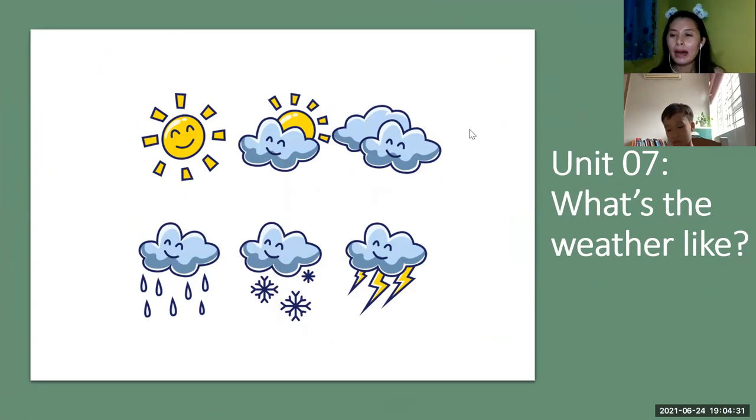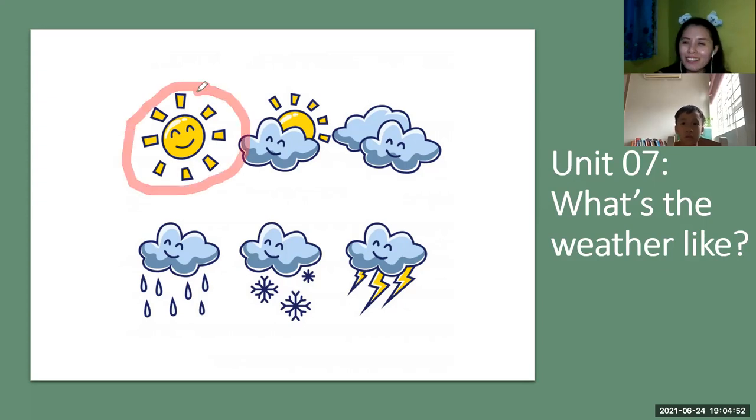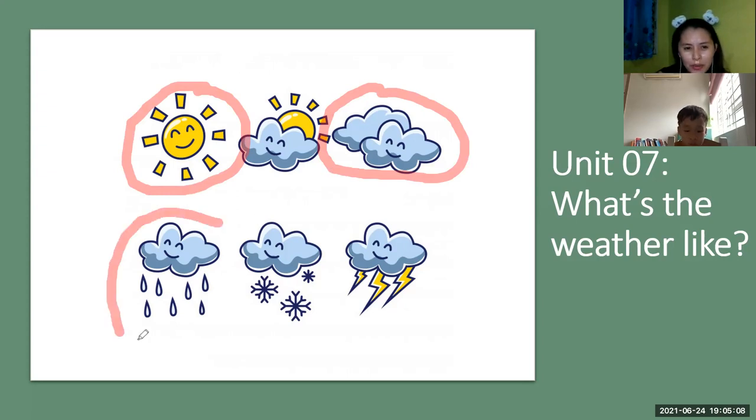We will talk about what's the weather like. Okay, what are the different weathers you can see on my screen? Can you see what are those weathers there? Okay, what's this one? Sunny. Sunny day, very good. How about this one with clouds? That is? Cloudy. Okay, very good, cloudy. And how about if there is a rain? That one is rainy. Oh, rainy.